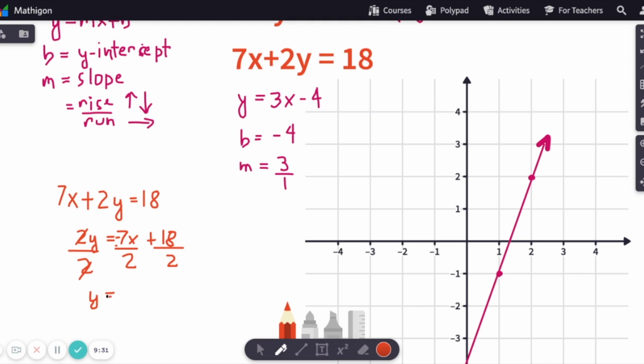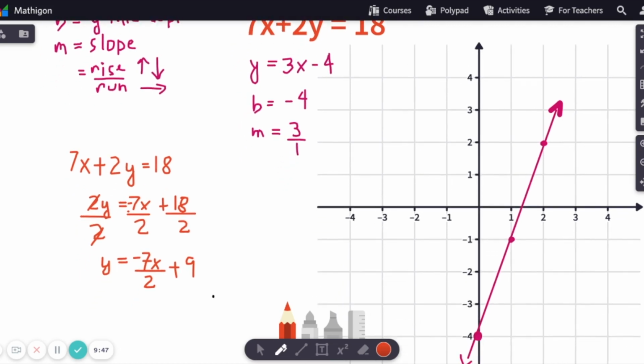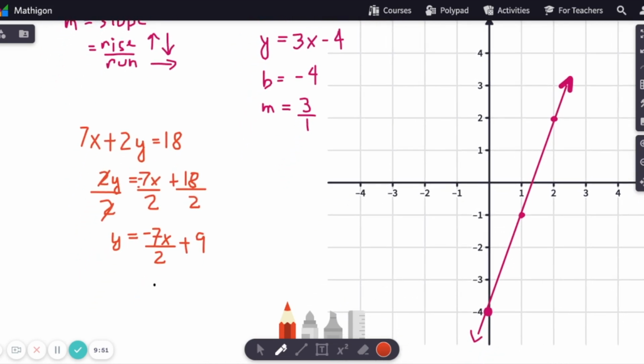So, this is negative 7x over 2 plus 9. Okay po. So, from there, though this is a fraction, kaya po natin yan. So y is... Your B rather, B is positive 9. So 9 po tayo mag-start. Then your M is, ano yan? Yung number lang po, walang katabing letter. Negative 7 over 2. So, ganyan po yan.